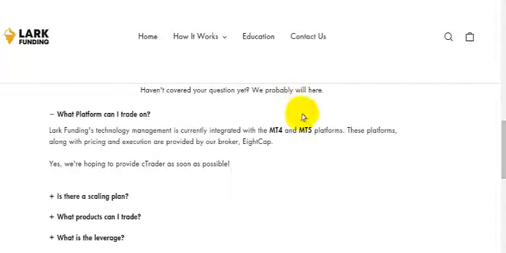Now, the one thing that I want to warn you about is that if you do not use Lark Funding and you decide to use another funding company, make sure that that broker, or that funding company uses the 8-cap MT4 broker. We're using the MT4 account. That's what works for the trade copier. And you want to make sure that they use 8-cap.